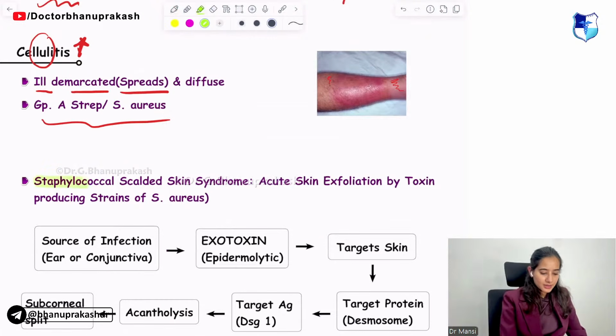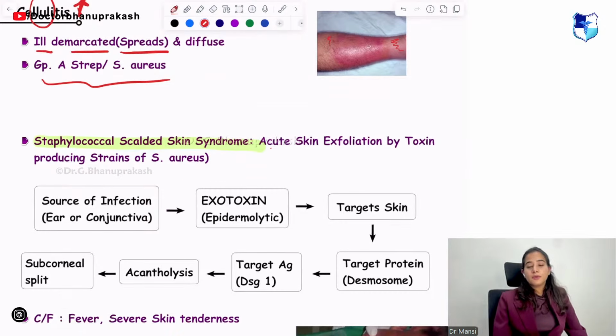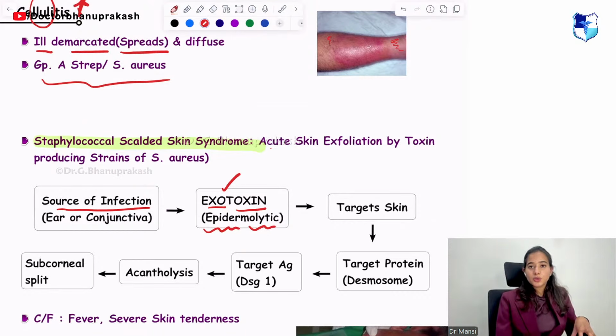staphylococcal scalded skin syndrome, where, when you see any question, they might give you a history of some ear infection or eye infection. So there will be a history of some infection. From that source of infection, the bacteria spread and secrete an exotoxin which is epidermolytic in nature. So this is going to break down your epidermis.